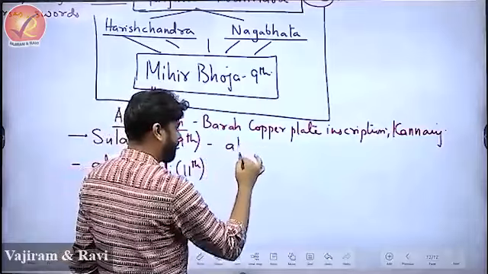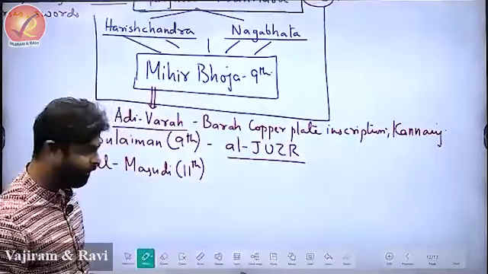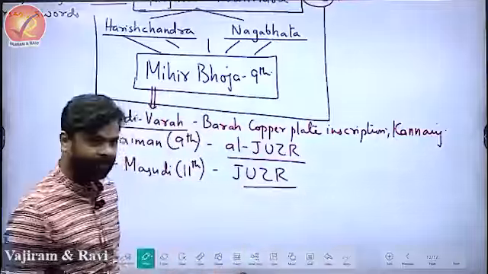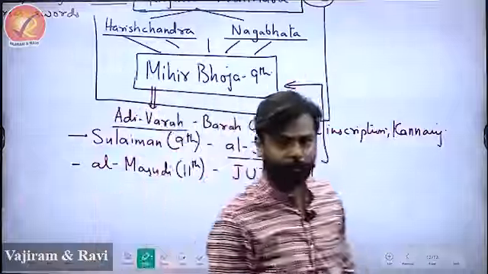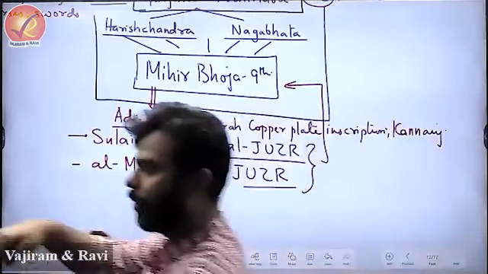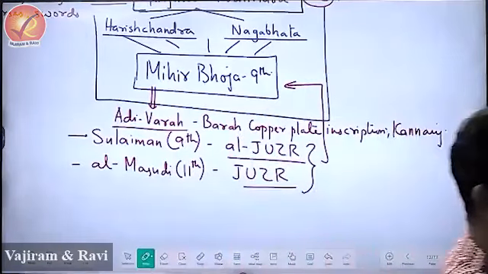In Suleiman's book, a word Al-Juzri is mentioned. In Masudi's book, a word Juzr is mentioned. They both mean the same thing: Mihir Bhoj. Put your teeth together. Do not move your lips or tongue and say Gurjar. Do not move your lips. Zur. All right. That is Gurjar.